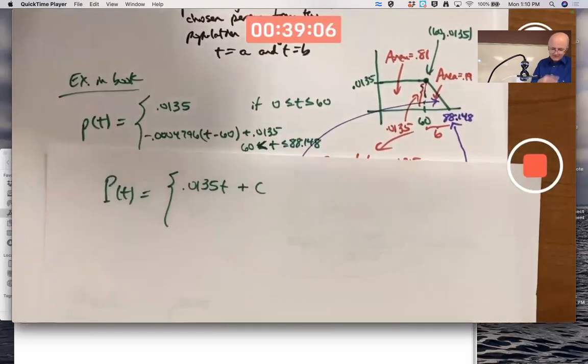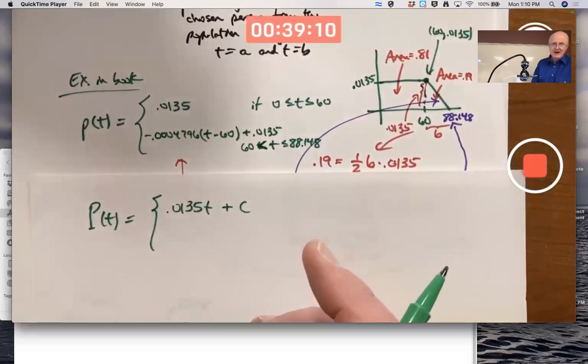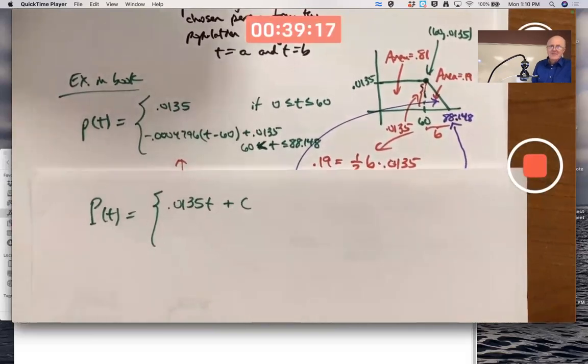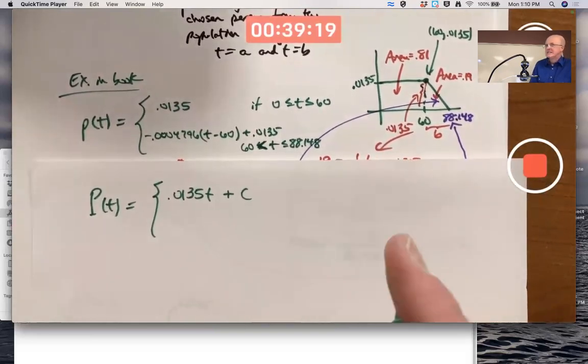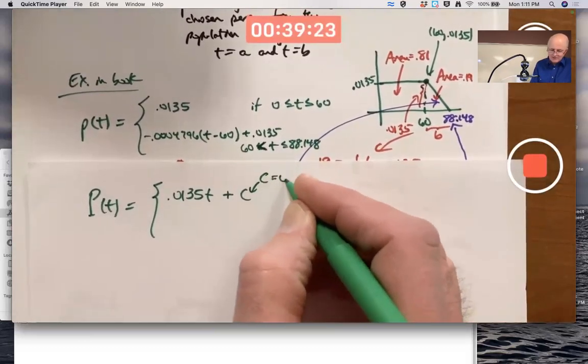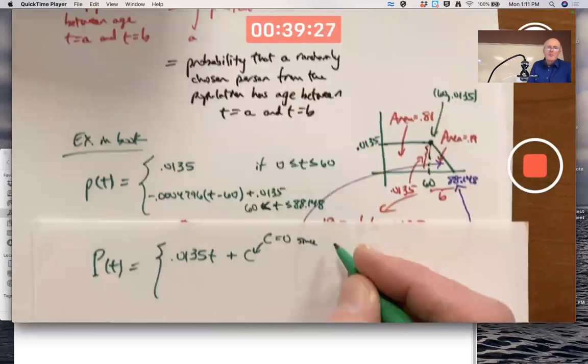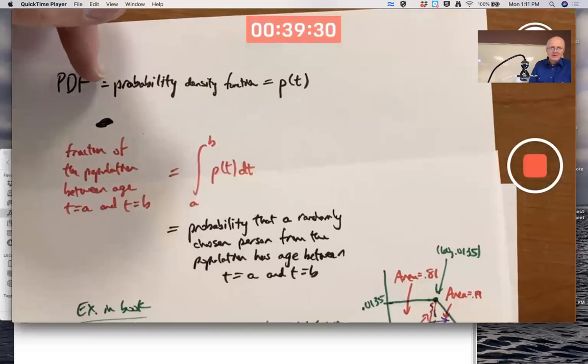0.0135. 0.0135 is a guess. I'm glad you guessed it. But we actually want something different. We actually want it to be 0. We want c equals 0 since we want capital P of 0.